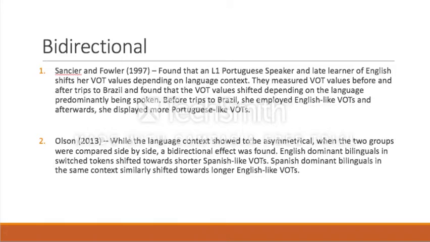The 2013 study also found the bidirectional effect of VOT values when they compared both groups, the English dominant group and the Spanish dominant group. The English dominant bilinguals in the switch tokens of their study shifted towards Spanish-like VOTs, which were shorter, and the Spanish dominant bilinguals in the same context similarly shifted towards longer English-like VOTs.